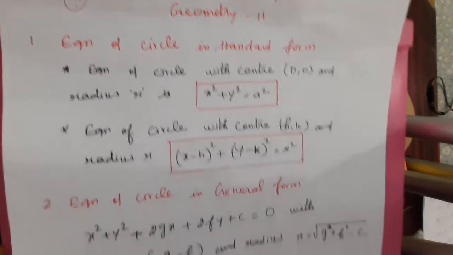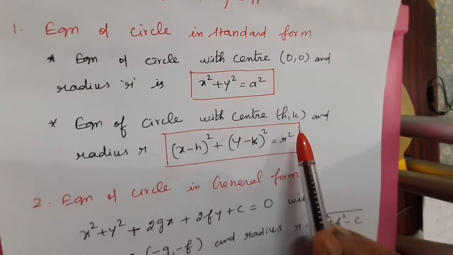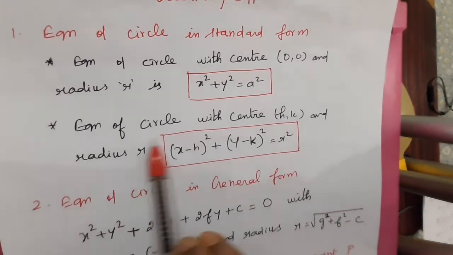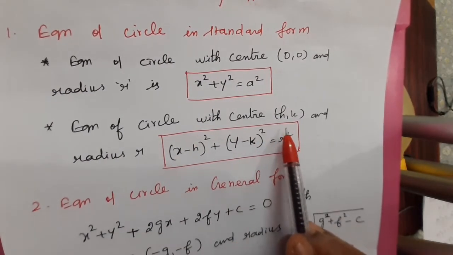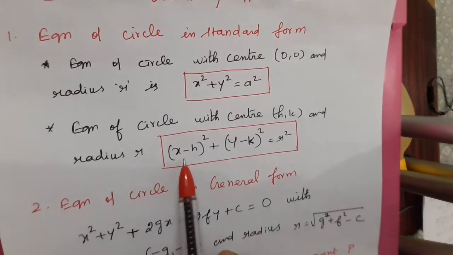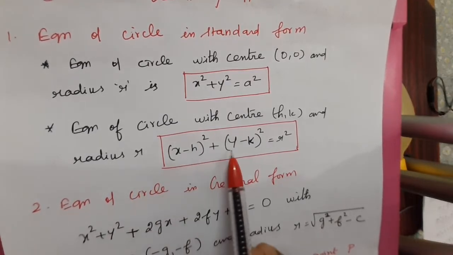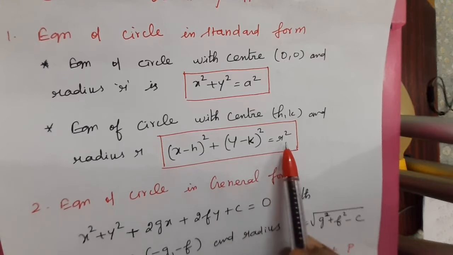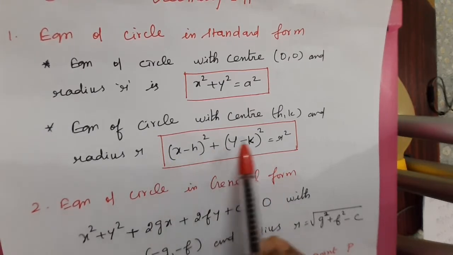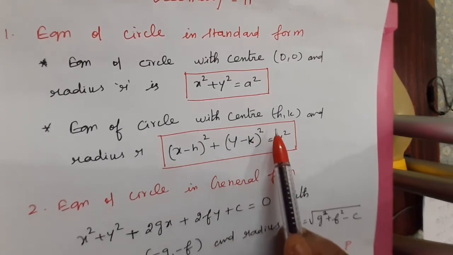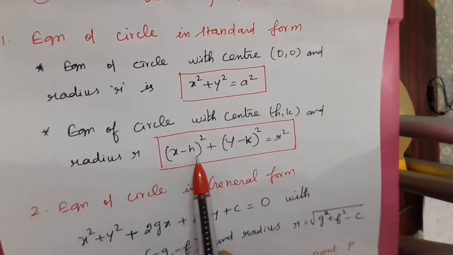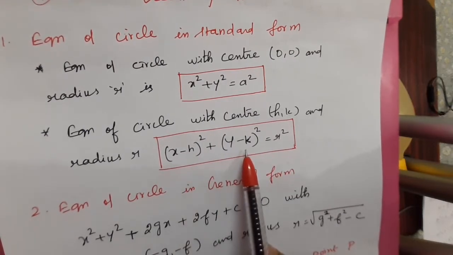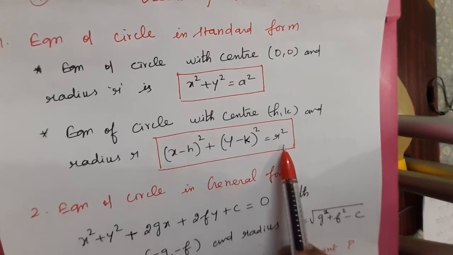Again, the equation of the circle with the center h, k other than the origin, and radius r. What is the formula? (x minus h) the whole square plus (y minus k) the whole square equal to r square.